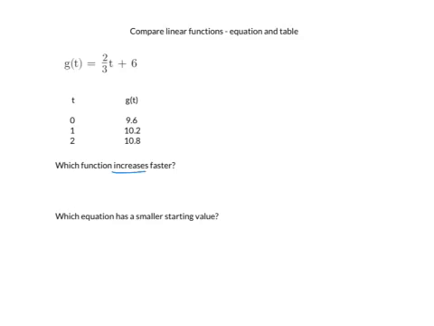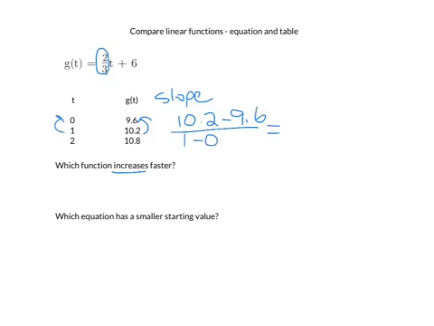change. So in our first function, we have 2/3 as our rate of change, and then in our second function, we know that rate of change is really just the slope. So let's go ahead and find the slope. So rise, which is 10.2 minus 9.6 over run. So we have 1 minus 0. 10.2 minus 9.6 is 0.6 over 1 minus 0 is 1.